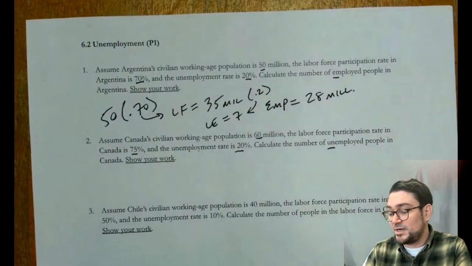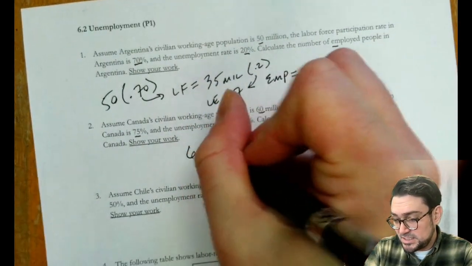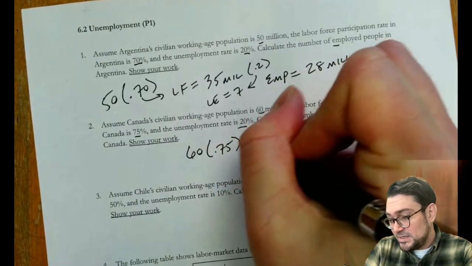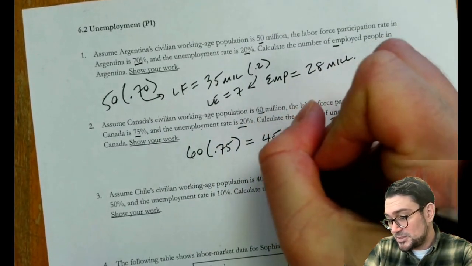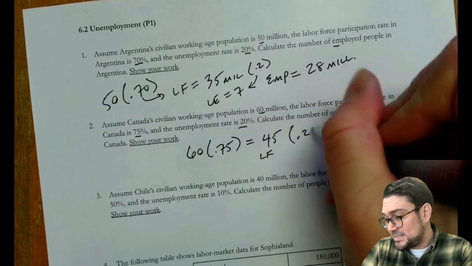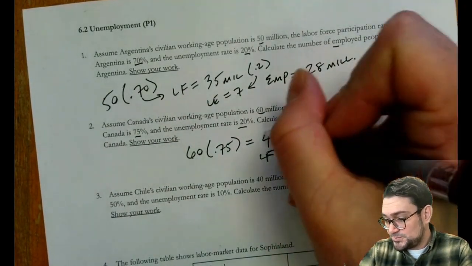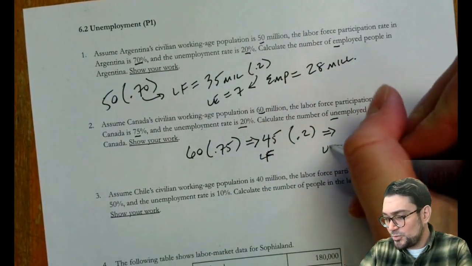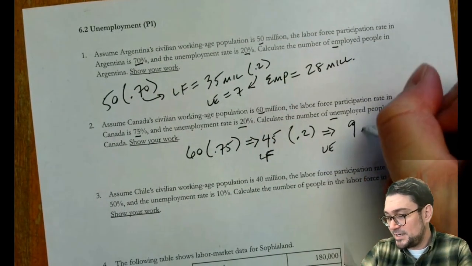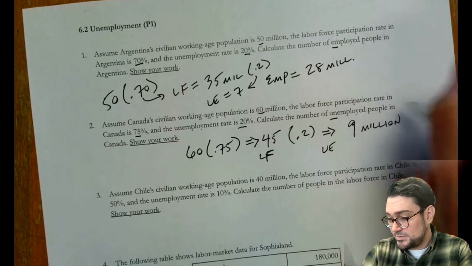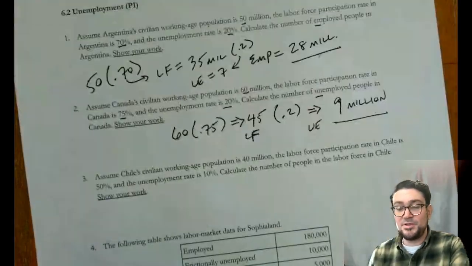So Canada: civilian working age population 60, labor force participation rate 75, unemployment's 20. What's the unemployed number? So 60 times 0.75 is equal to 45. That's our labor force. Multiply that times 0.2 is equal to our unemployed, and that's going to be 9 million people, right? So 9 million people.